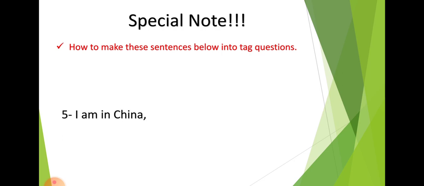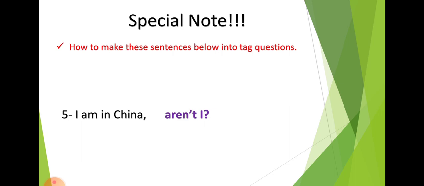Okay, sentence number 5: I am in China. So what should the tag question be in this case? Okay, so that is something special, because you could say it breaks the rule in English. That is a special point we have to take into account and remember. I am in China, aren't I? Okay, so that is the tag question.